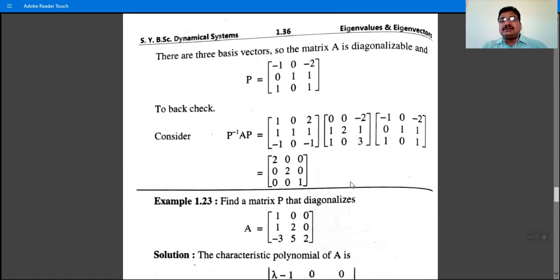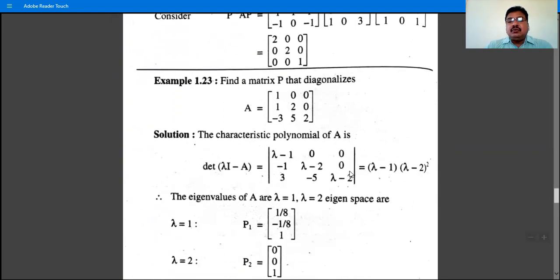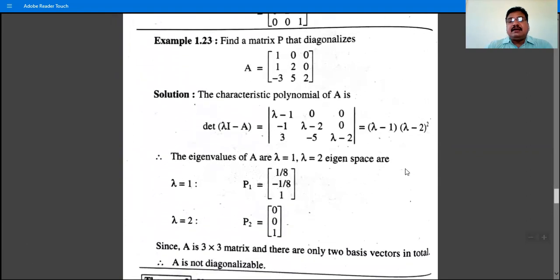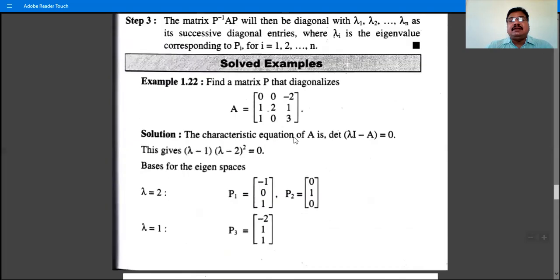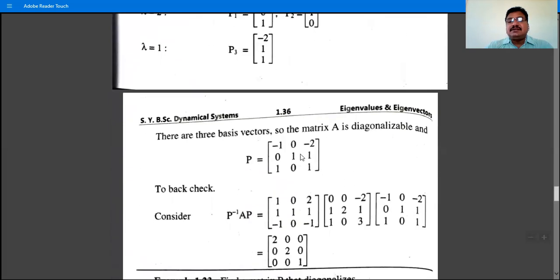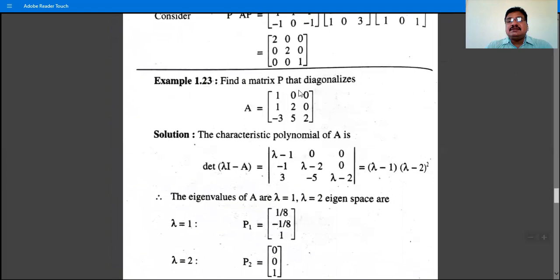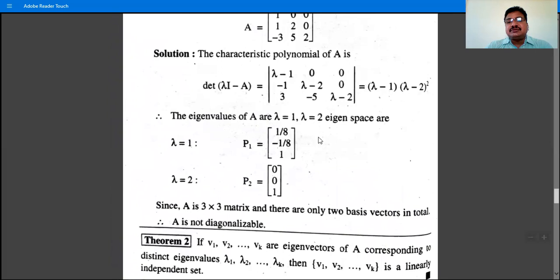But if the matrix is of order 3 by 3, and if the matrix has 2 distinct eigenvalues, then the matrix may or may not be diagonalizable. In this example, the matrix has 2 distinct eigenvalues, and the matrix is diagonalizable because we have 3 linearly independent eigenvectors. But in the other example, A is of order 3 by 3, A has 2 distinct eigenvalues, and we have only 2 linearly independent eigenvectors, and therefore A is not diagonalizable.